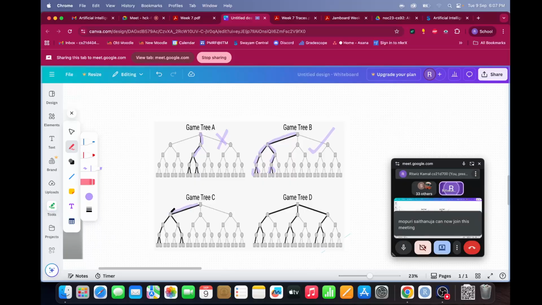Similarly, game tree C is also correct, which follows a similar strategy but just differs in the selection of the min nodes in the third layer, in the fourth layer. Okay, so game tree C is also correct. Game tree D is again wrong because in the first layer itself this depicts selection of all the children of the max node, which is not allowed. So the correct options should be game trees B and C.